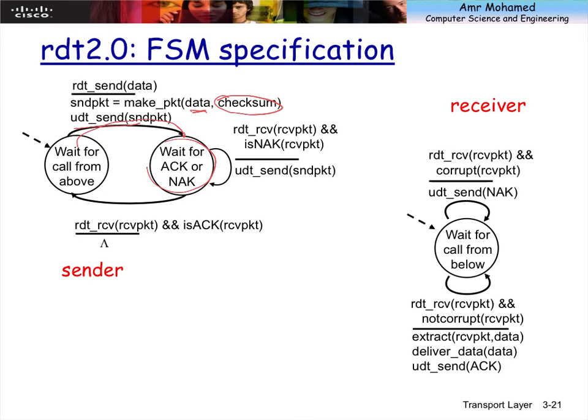This state is to wait for acknowledgement or negative acknowledgement. And here I have two possibilities: whether I receive an acknowledgement or a negative acknowledgement. If I receive an acknowledgement, everything is good. It means that the packet has arrived non-corrupted on the receiver side, and the receiver side sent me back an acknowledgement, so that's perfect. So this means I will go back to here.